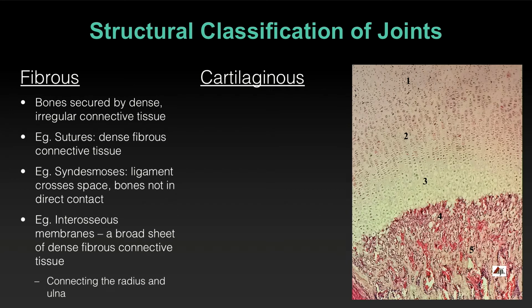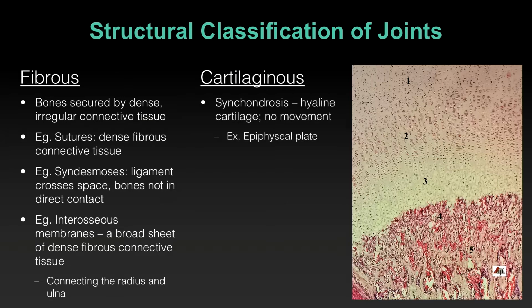Cartilaginous joints. Not a syndesmosis, but a synchondrosis. Hyaline cartilage, no movement involved at this cartilaginous type joint. For example, the epiphyseal plate. We've seen this already. We know the epiphyseal plate. It's a cartilaginous joint. It's a line of cartilage or multiple layers of cartilage.